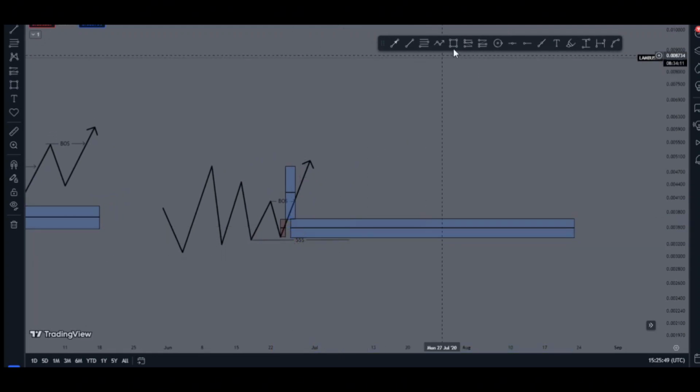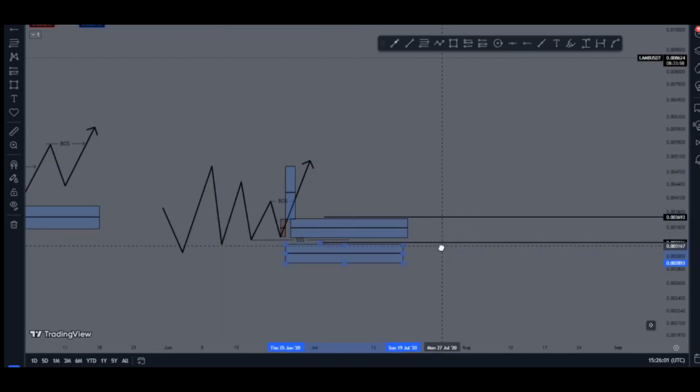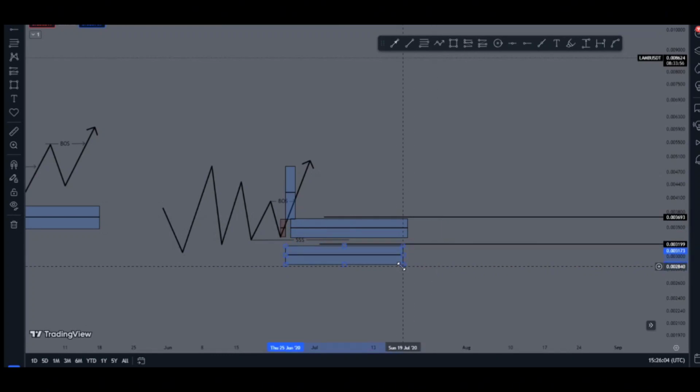Then we set our entry. Our entry will be at this point, at the top. Your entry should be at the top of the zone, and your stop loss should be a few pips below the zone.